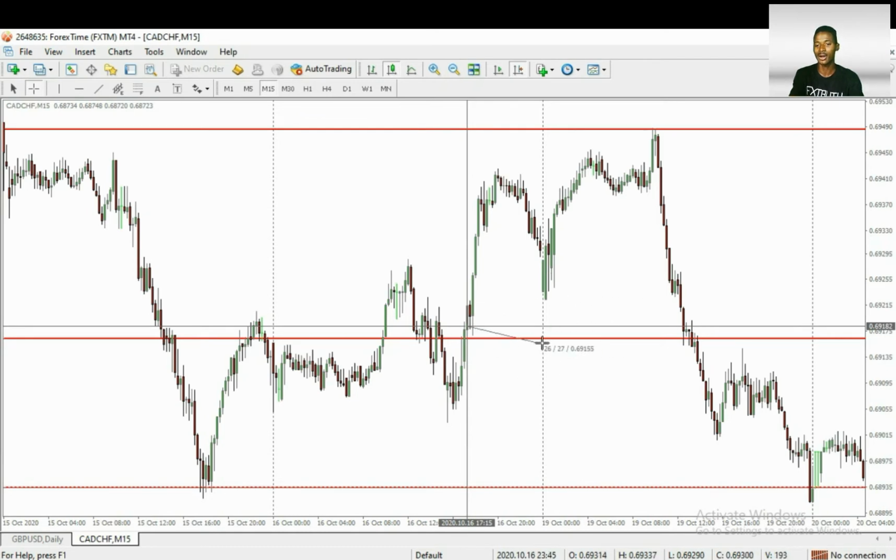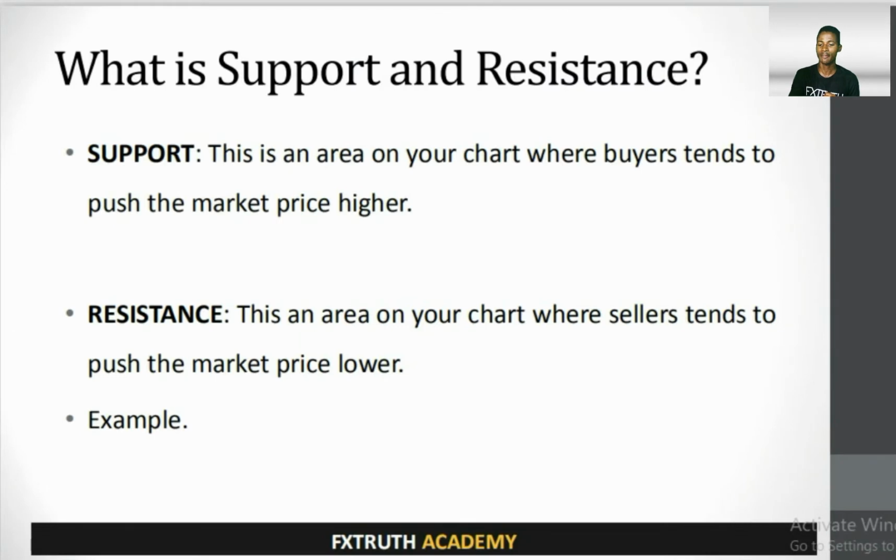If you notice, this line didn't touch this place exactly. Why? Because I told you it's an area. So they encountered an opposing pressure, they're known as the buyers, the bulls, and they pushed the market price higher, now touching this previous resistance. And when you go to this resistance, they still encountered another pressure again, known as the sellers, and the sellers sold the market down to this region. So this is how support and resistance work in the Forex market. So let's get back to class.